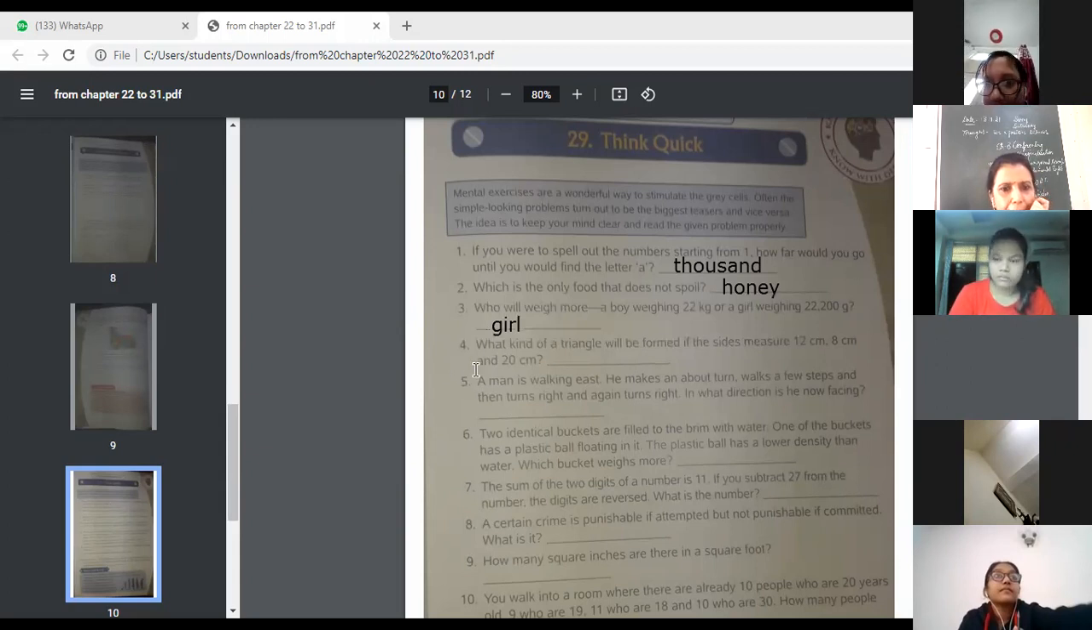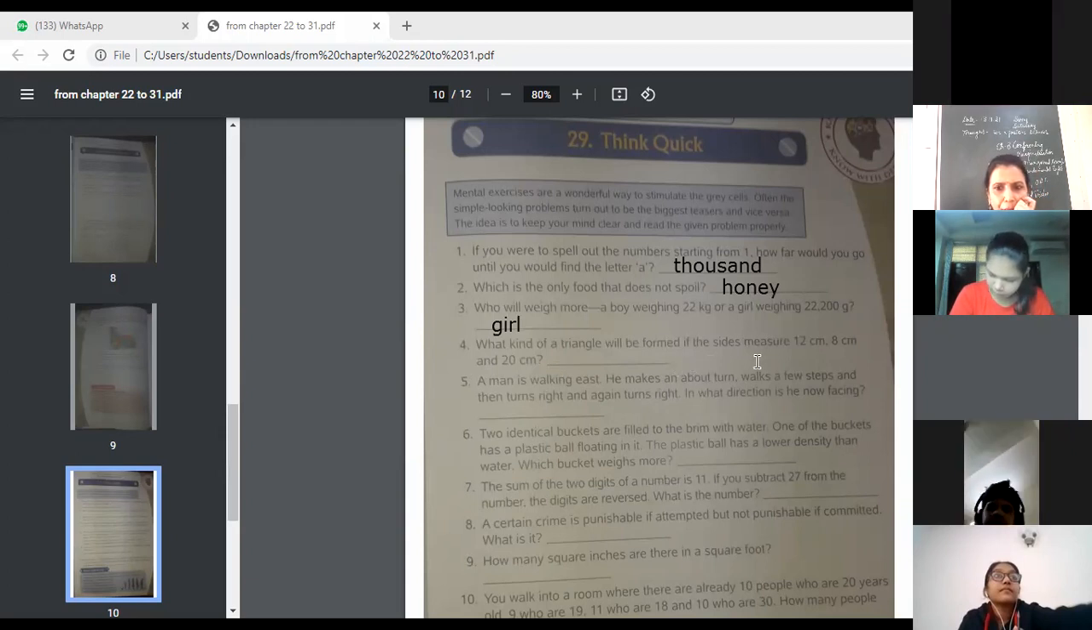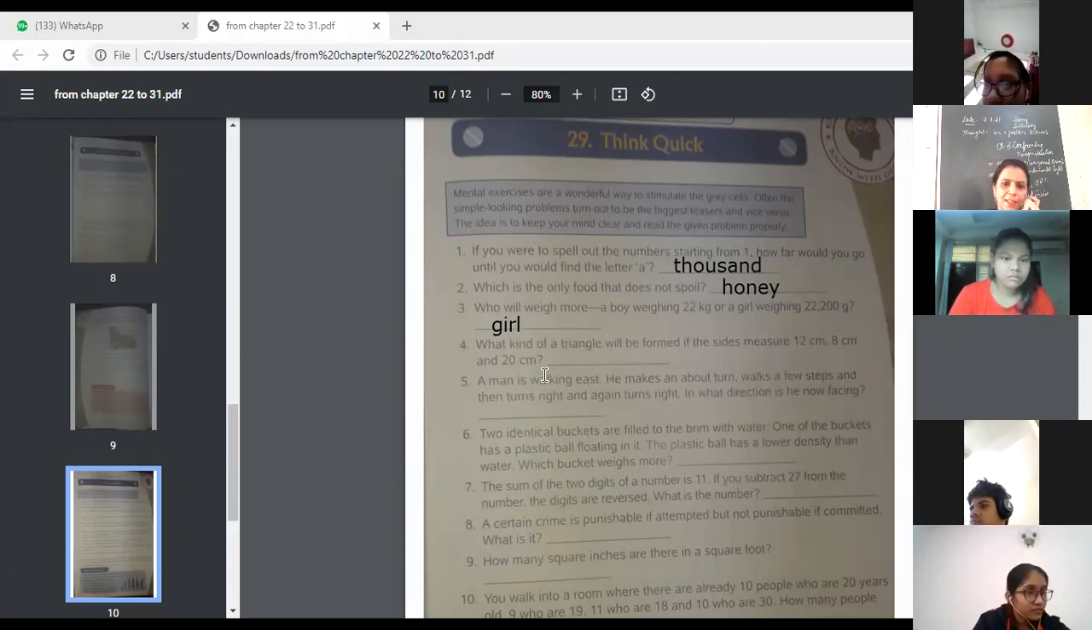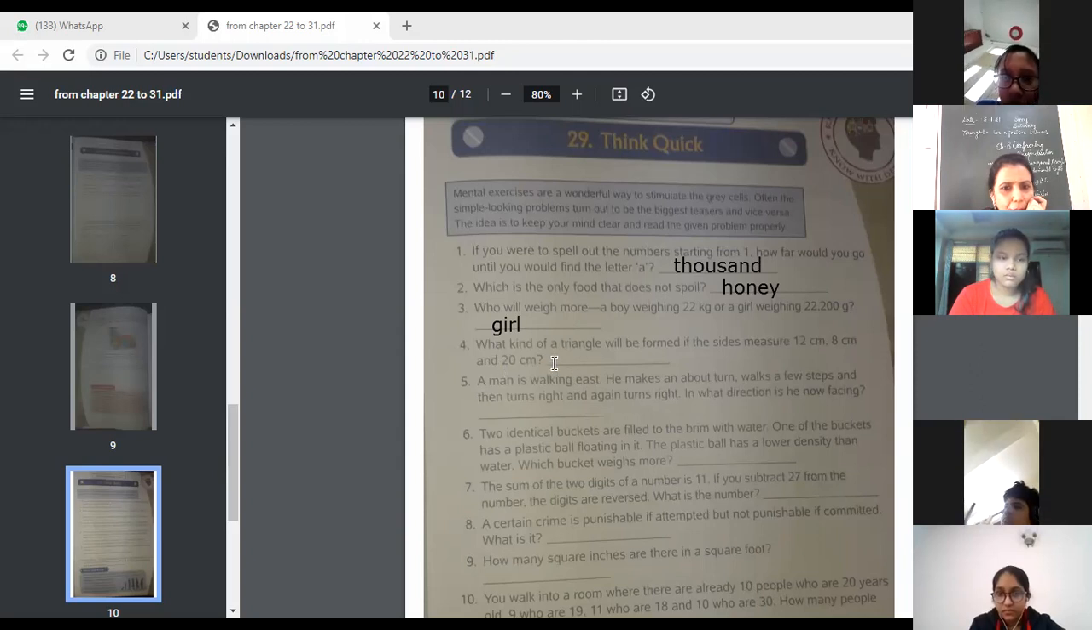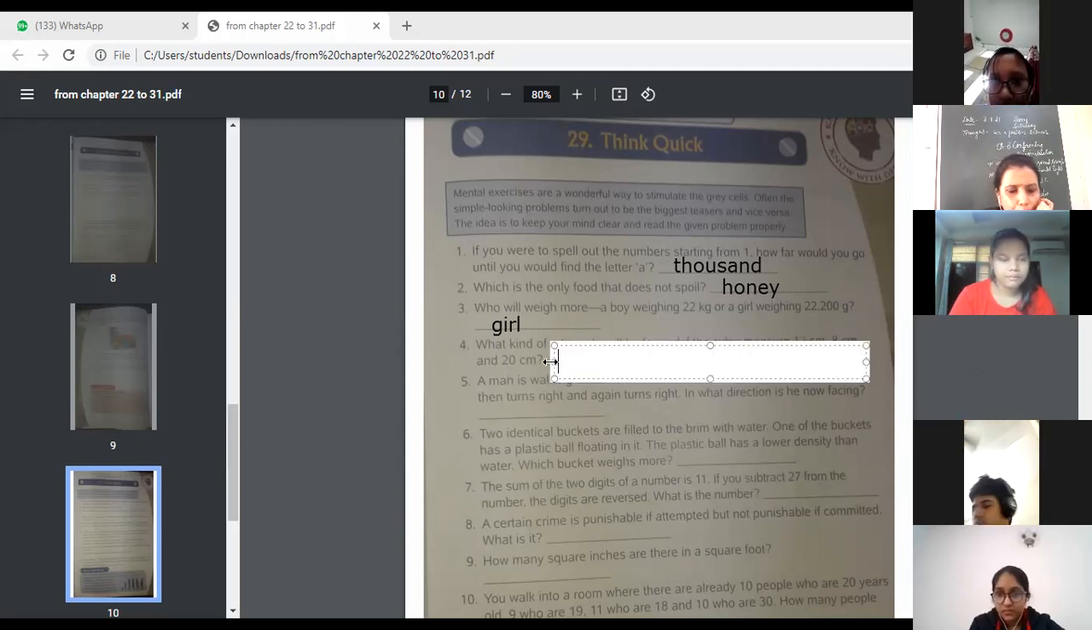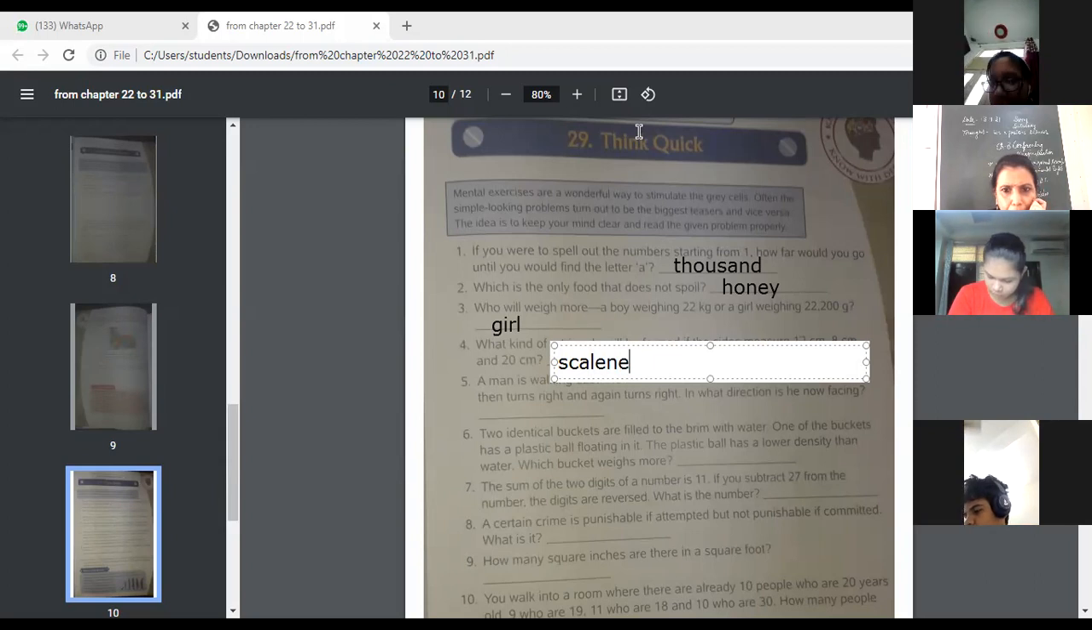Okay. Next, number 4. What kind of triangle will be formed if the sides measure 12 centimeter, 8 centimeter, and 20 centimeters? If all the sides are different, then which triangle will be formed? Scalene triangle. Scalene triangle will be formed.